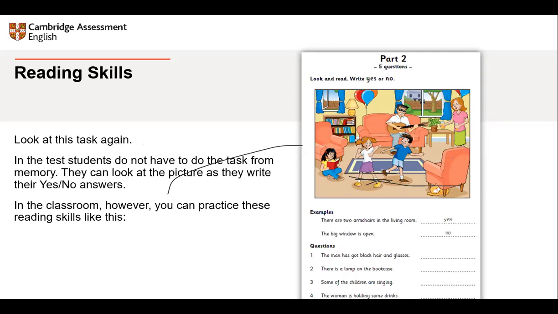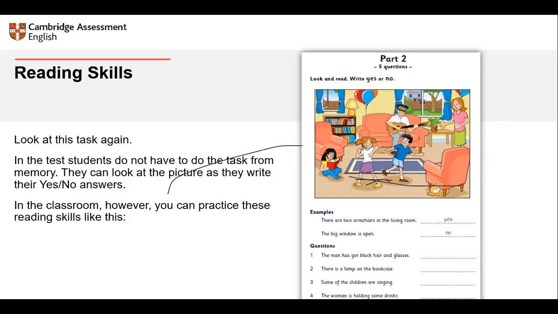So let's look at this task again. The way we were looking at it, it was the task in test mode, where by looking at the task, students are expected to respond to it, and we are not considering the stages that led students to be able to do this. In the classroom, in remote teaching, we have to go back a step and consider that in the test, students do not have to do the tasks from memory because in the test, they can always look back at the picture, right?